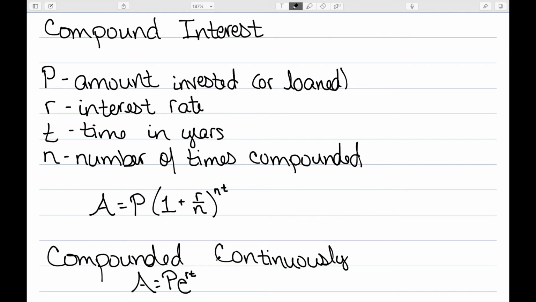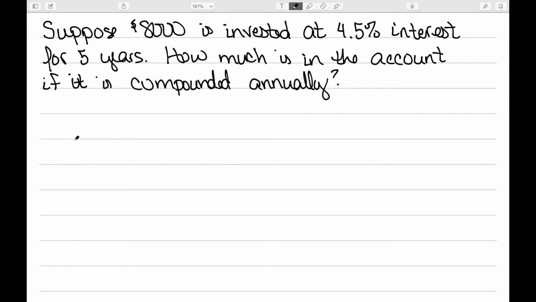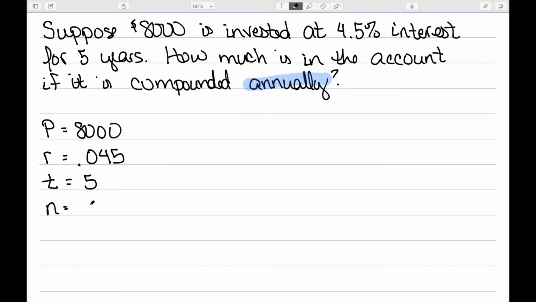So let's look at some examples using this. Suppose $8,000 is invested at 4.5% interest for 5 years. How much is in the account if it is compounded annually? So we need 4 numbers, P, R, T, and N. P is the amount invested, that's $8,000. R is our interest rate, so 0.045. T is time, we had this for 5 years. And for this one, we are compounding annually, so once a year.